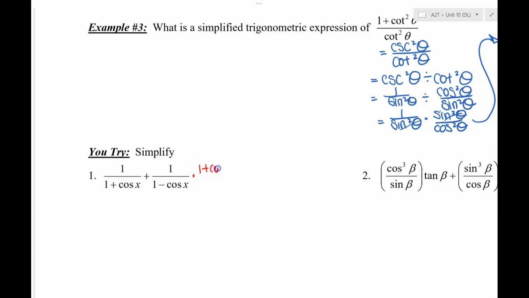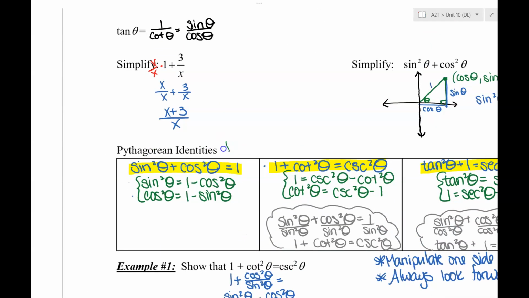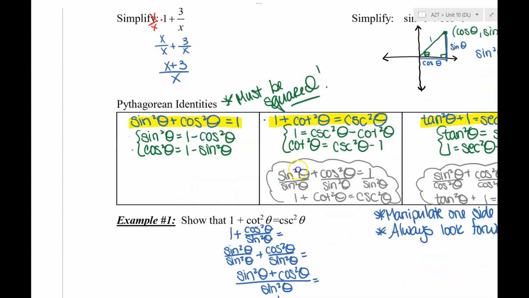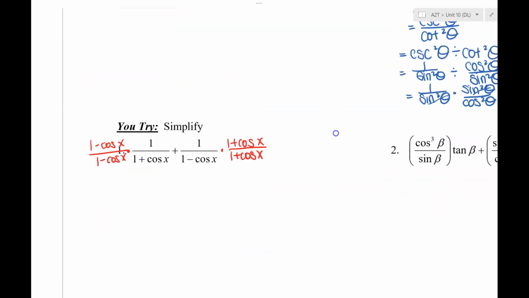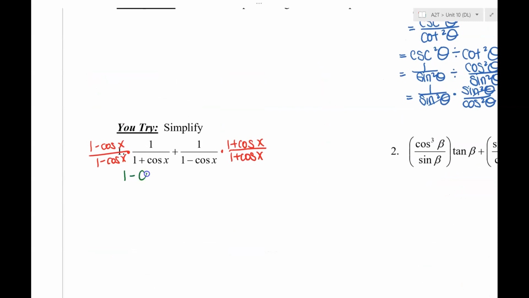I'm going to multiply this side by 1 plus cosine of x over 1 plus cosine of x. And I'm going to multiply this by 1 minus cosine of x over 1 minus cosine of x. Why? To get common denominators. Okay, again, you can't use your Pythagorean identities because these are not squared trig functions. You might want to go back and make a little note. They must be squared, because you'll notice they are all squared trig functions. Muy importante, very important.